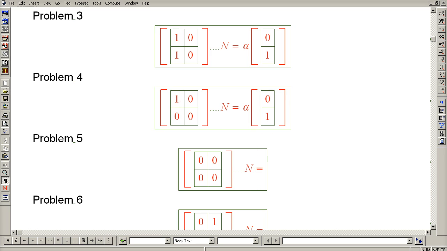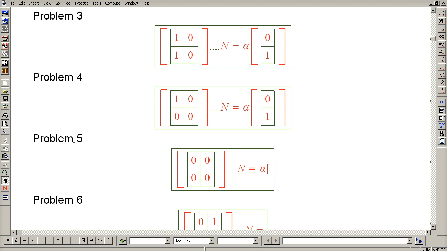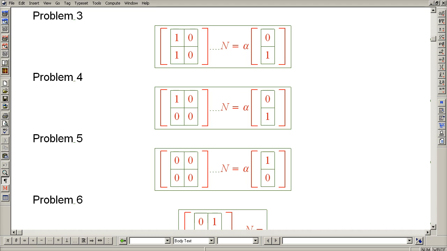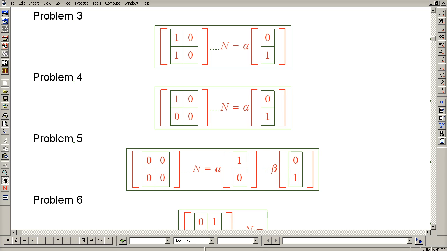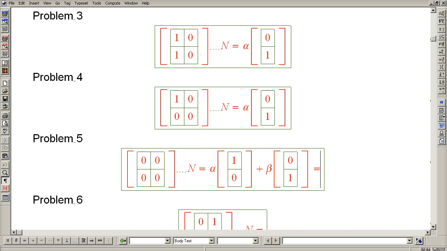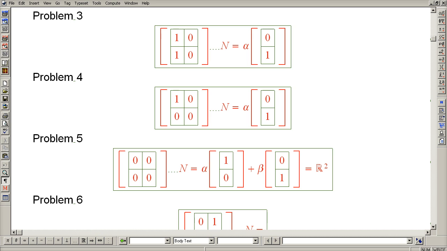Problem 5. Now in problem 5, both columns are zero, therefore there are two corresponding elements in the null space. And the first one reflects the fact that the first column is zero, while the second reflects the fact that the second column is zero. So actually, the null space in this problem is the entire space R2. So it is best captured by this very compact symbol.